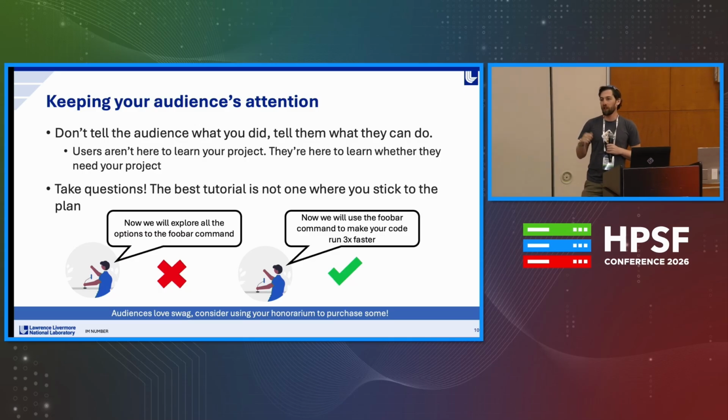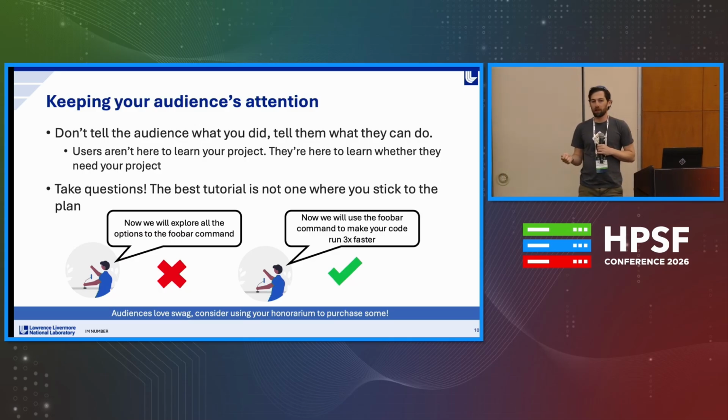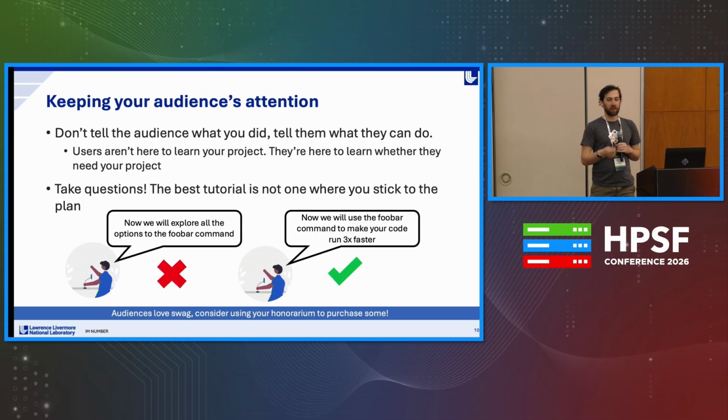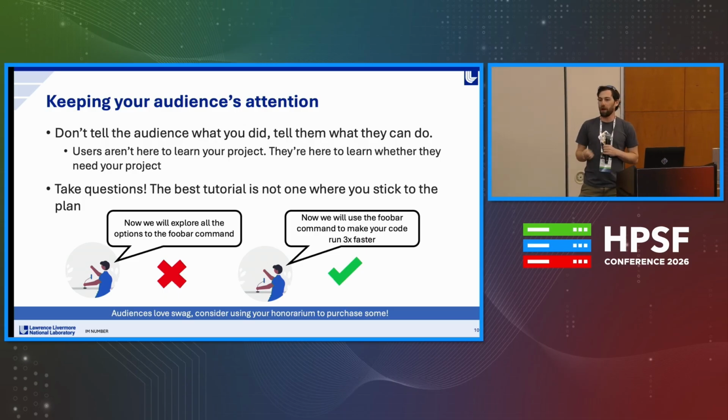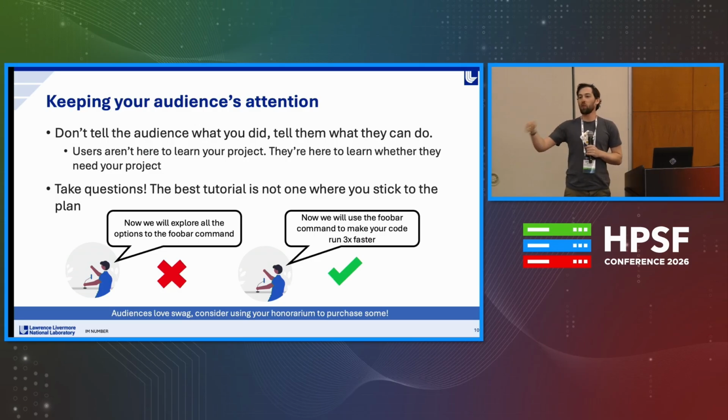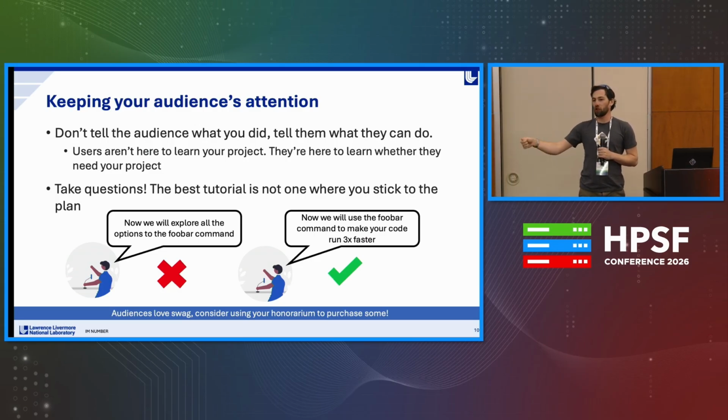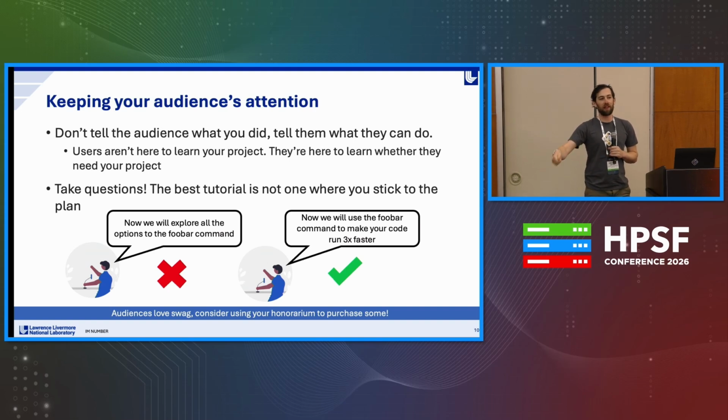If you go through, here are all of the options to this command, out of the context of what someone wants to accomplish, no one will remember it. Instead say, I can make your life easier in this way, and here's the option to turn on in my project that will make your life easier in this way.